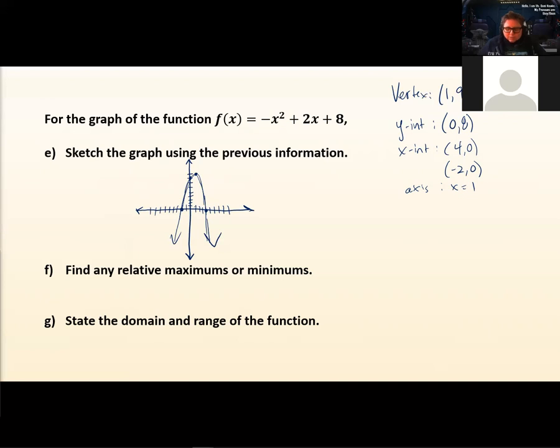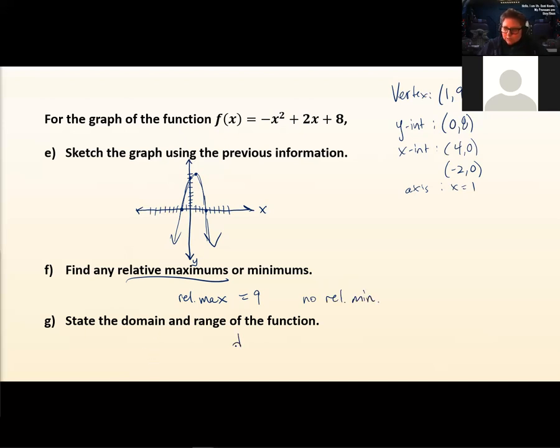Do we have any relative maximums or minimums? Yes. First off, is it a maximum or a minimum? Max. And what is our max? 1, 9, the vertex. So you're there. You know what you're talking about. Just remember that the maximum is the y value only. Okay. And we have no relative minimums.